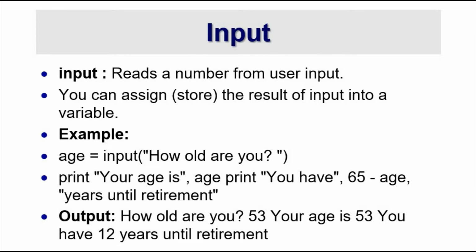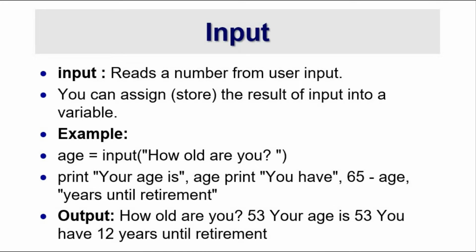The input method reads a number from the user input, or you can assign or store the result of input into a variable. In simple words, the input method is used to get information or any input from the user. The input can be an integer type, a floating point number, or a string type. It depends on what you are asking from the user. So without wasting any time, let's jump to the code editor and perform some examples.